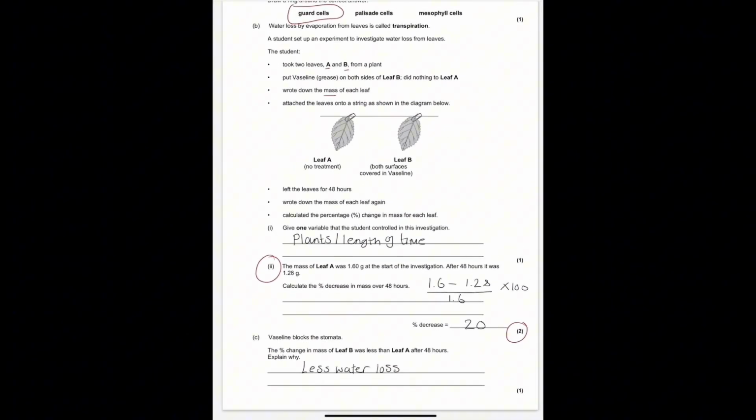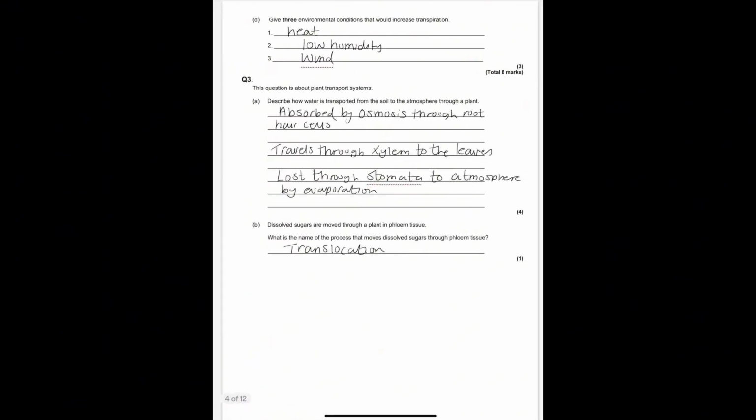Okay, right. Vaseline blocks the stomata. Remember, the stomata is a tiny hole that allows gases in and out, and we've placed Vaseline to block the stomata for that reason. The percentage change in mass of leaf B was less than leaf A after 48 hours, and explain why. Only because there was less water loss, because obviously we used Vaseline that blocked the stomata, hence why there's less water loss, and that will get you 1 mark. Okay. And let's move on to the next question over here. Give 3 environmental conditions that would increase transpiration. I'll put down heat, low humidity, and wind, and that will get you 3 marks.